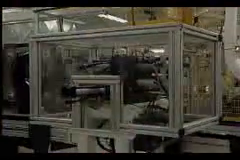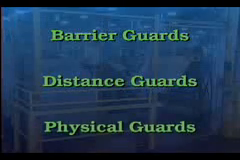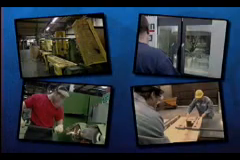Some machine guards can also help reduce your exposure to noise levels. There are a great number of different types of machine guards found in the work environment. Although the list is long, all types of machine guards fall into one of three categories: barrier guards, distance guards, and physical guards. These can be fixed, interlocked, adjustable, and self-adjusting.